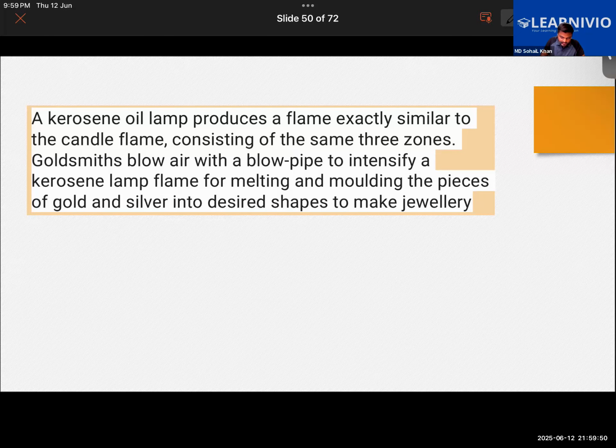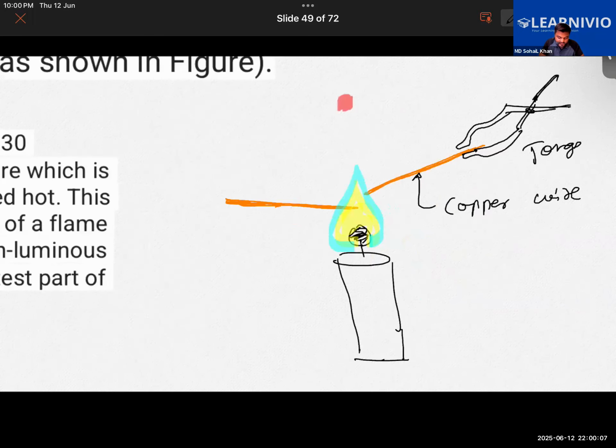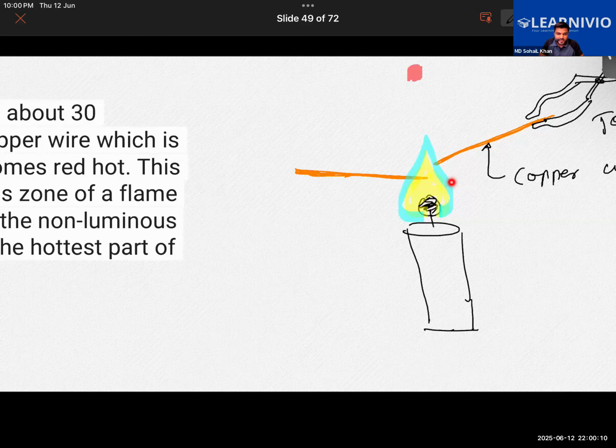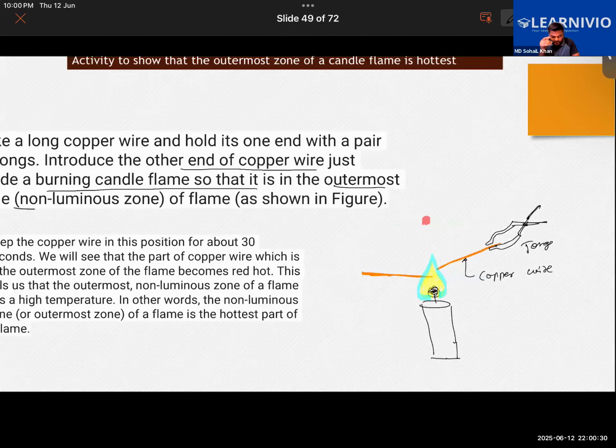And particularly which zone of the flame will they be using to melt silver and gold? The outermost zone. Why? Because this is the hottest zone of the candle flame. Again, why is it hottest? One of the reasons for it being hottest is that here it is in direct contact with oxygen, with air, right? And you know oxygen is basically a supporter of combustion. So if something is burning in a sufficient supply of oxygen, it will burn properly and give more heat. I hope that much should be clear to all of you.